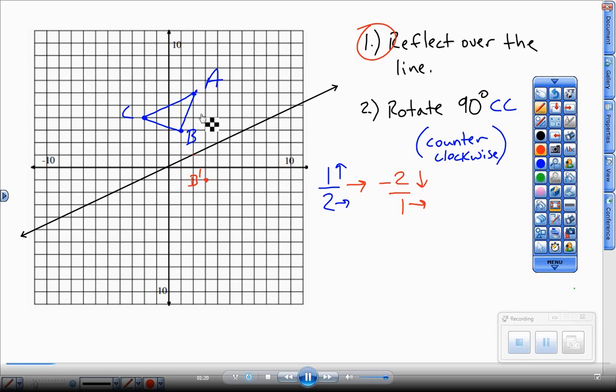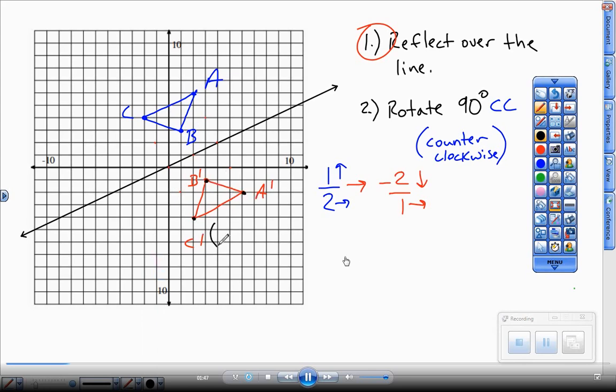So this one, over 1 down 2, do it twice, other side of the line, A prime. This one, over 1 down 2 twice, do that twice on the other side, and you'll see you'll get that reflected image over a line that's not horizontal or vertical, that would fold right on top if I was to fold the paper right down this line.